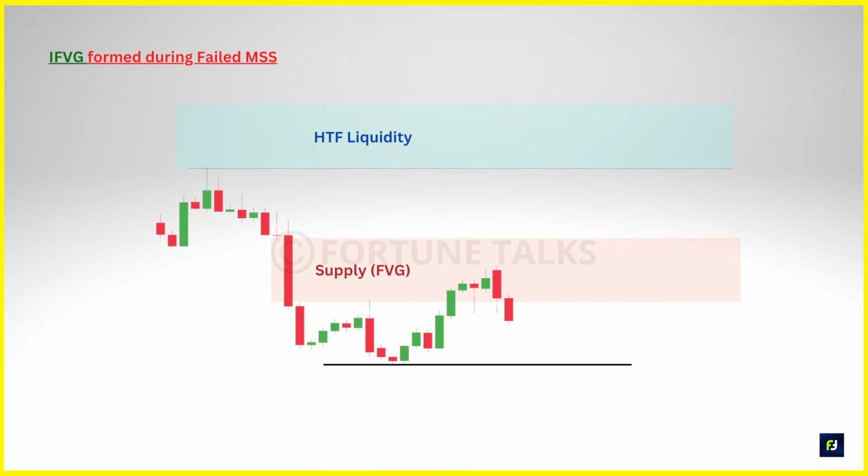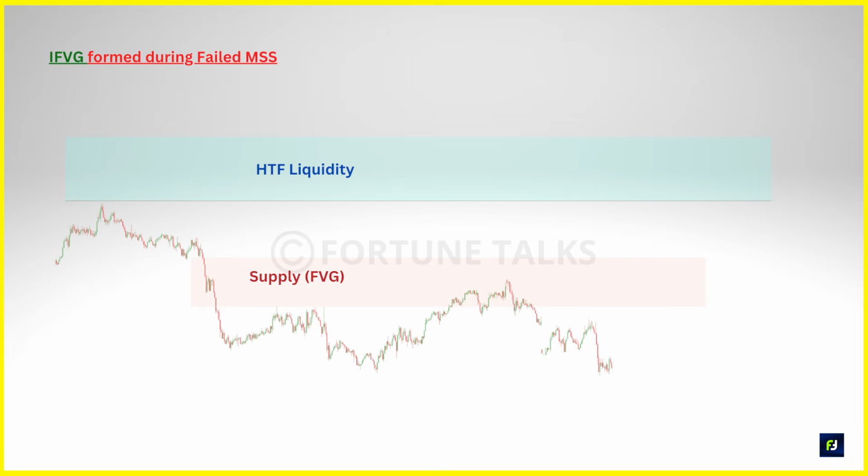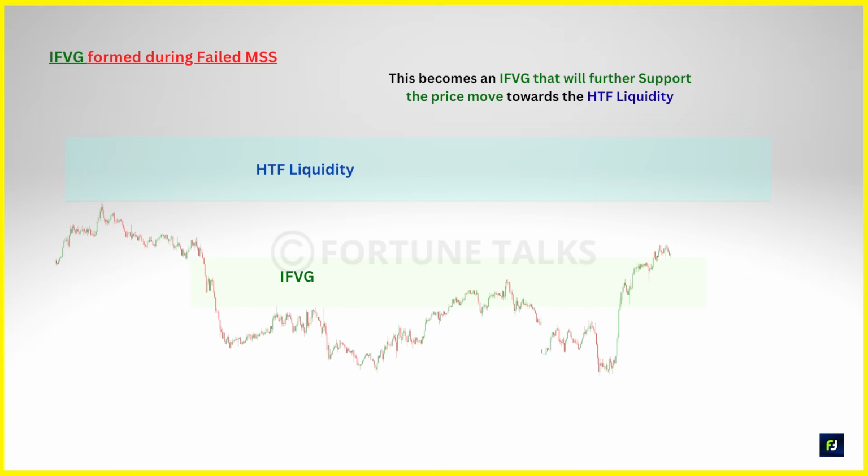Now take a look at this case. The market came into a supply zone in the 4-hour time frame. In the lower 15-minute time frame, we can see a market structure shift being formed with a fair value gap breaking lower. Now most traders would plan to take a short trade from this fair value gap, but instead of price respecting this fair value gap and moving lower, price violates this fair value gap and starts moving higher towards the nearby higher time frame liquidity zone. So this becomes a bullish inverse fair value gap that could support future price movements.